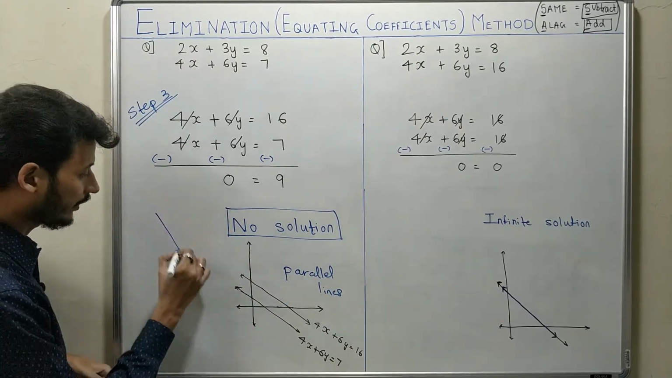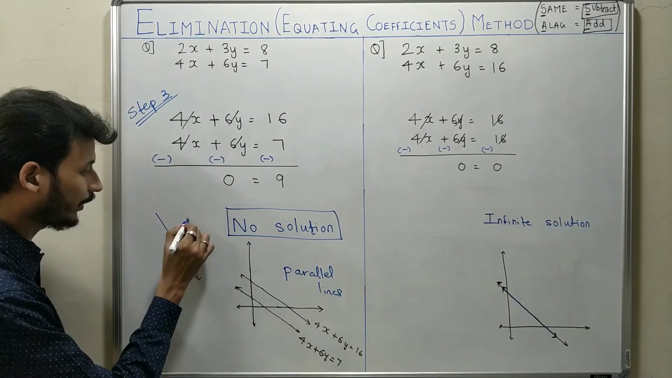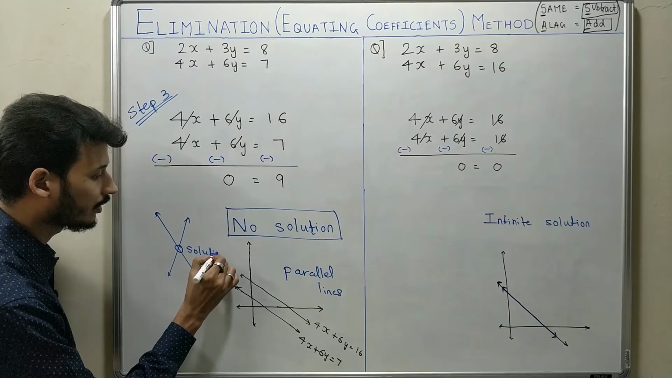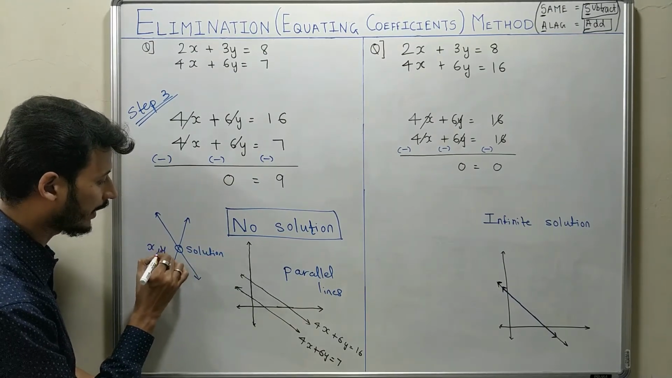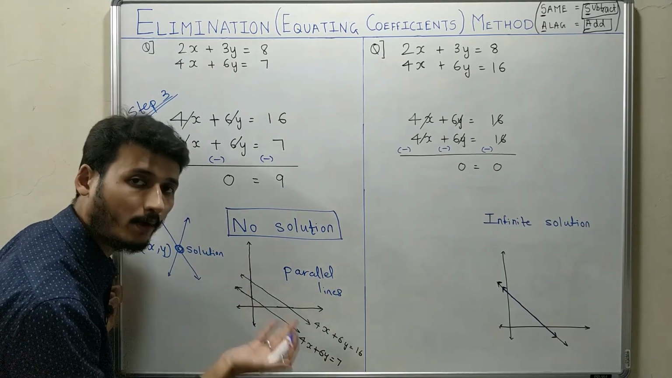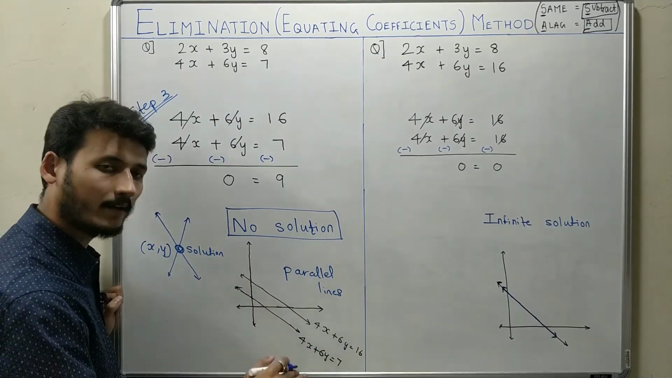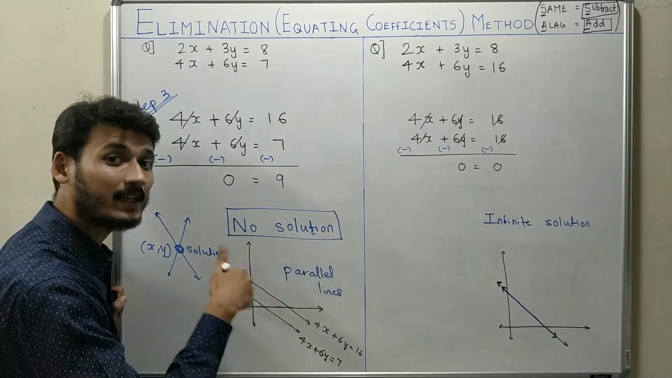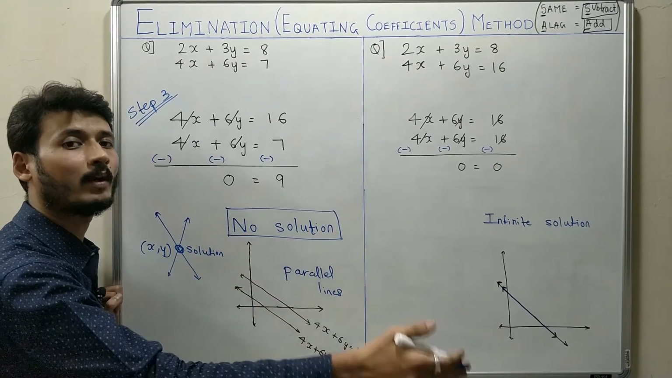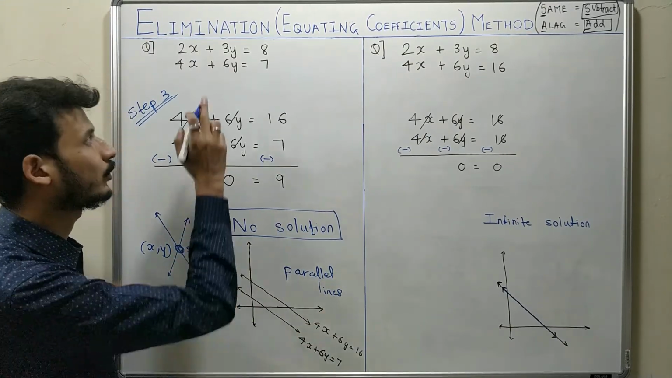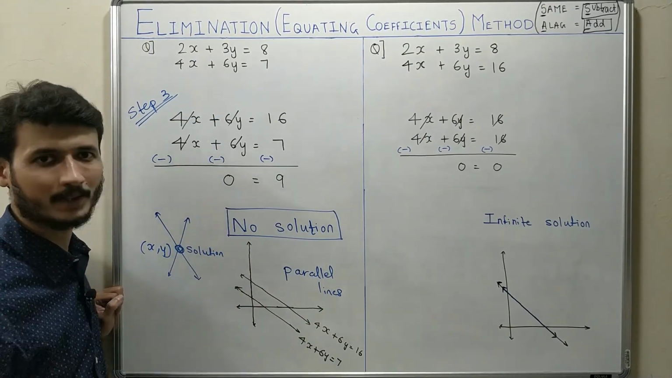Generally, when the lines intersect each other, the point of intersection is called the solution. That is the value of x comma y, x coordinate and y coordinate. But since here the lines are not intersecting, they do not have any solution. So we say they have no solution. And that's why we are not getting x comma y. We are not getting any answer for x and y which is common for both the equations. I hope it is clear.